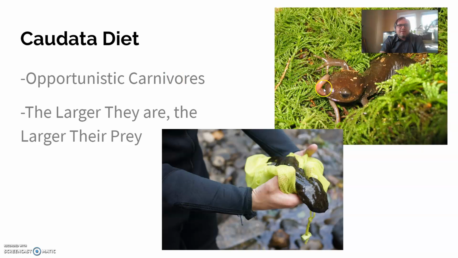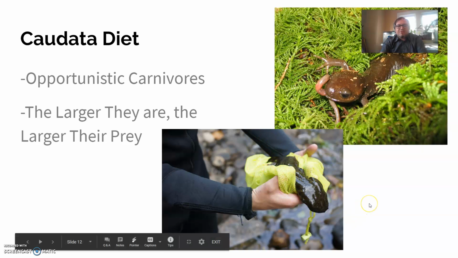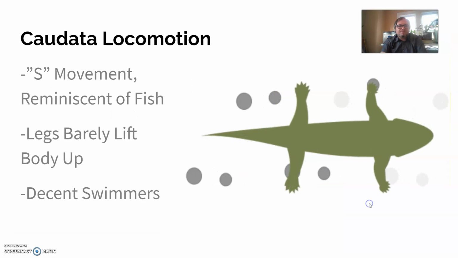For their diet, we describe salamanders as being opportunistic carnivores. They are not very fast, but when they do stumble onto prey, they will try to eat it. The larger they are, the larger the prey. So here we've got a hellbender who's a bit bigger than the average salamander. They eat larger prey, basically what they can fit in their mouths.